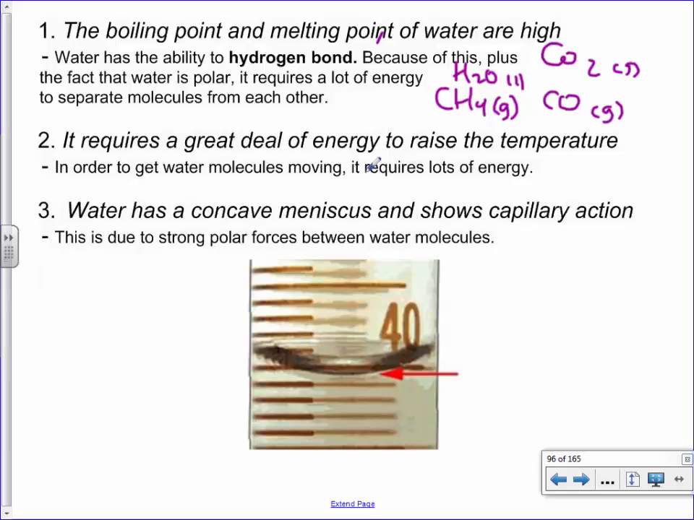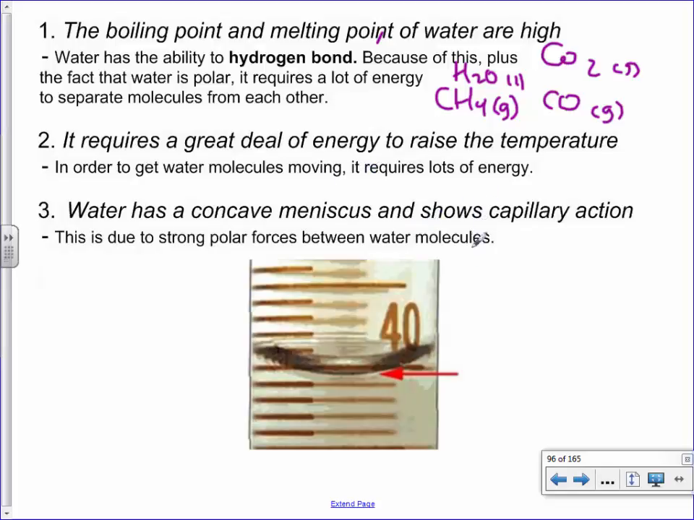Based on this property, this is why we actually cook our food in water. Because if we can get water to boil, it means there must be a lot of energy in that water as it's boiling. And that energy can then get transferred to our food and cause our food to get cooked. Make sense? So as odd as it seems, water actually needs a lot of energy to raise in temperature, comparatively.